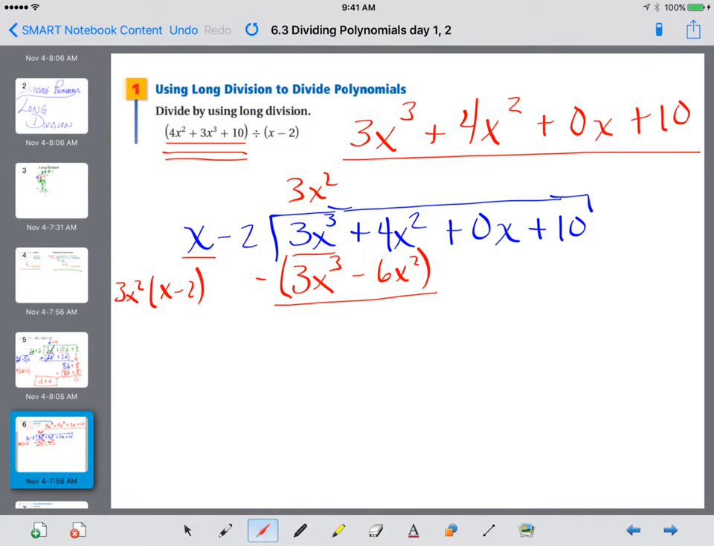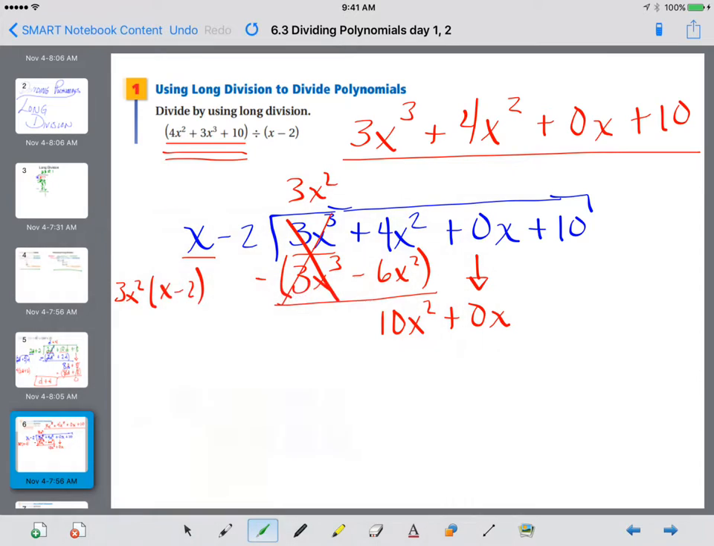So 3x cubed minus 3x cubed, that goes away. That is our whole goal every time, is to eliminate the front runner. Now I've got 4x squared minus a negative 6x squared. Well, minus a negative is like adding, so this becomes 10x to the second power. Now I bring down the 0x. And I have a new goal.